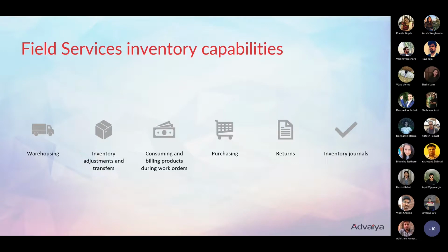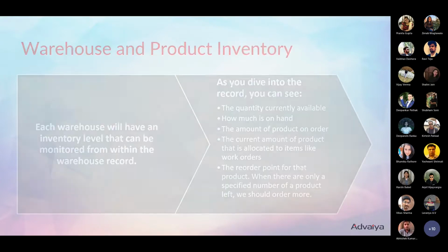Then when there is a lack of products, there is purchasing of the products. And if the products are defective or not required at all, there is a return functionality among the inventory capabilities. After that, to handle all of this, we need an inventory journal. On the backend side, Field Service lets us handle the inventory journals that are created by Dynamics in the backend. So to handle all of this, we use this.